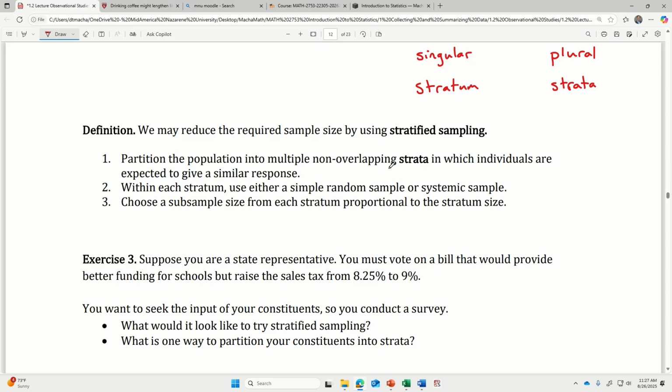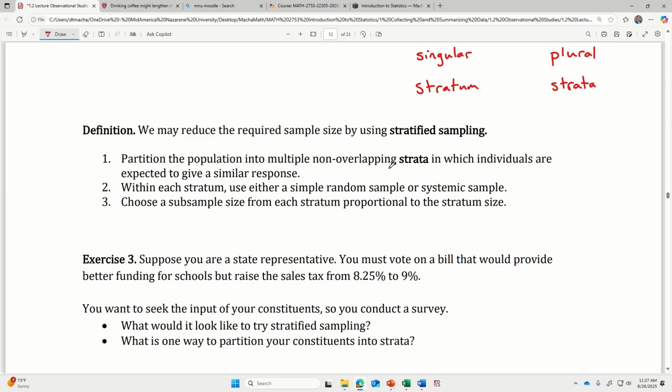This example says, suppose you're a state representative, you must vote on a bill that would provide better funding for schools, but it would raise the sales tax from 8.25% to 9%. You want to seek the input of your constituents. That's a little bit of a convenient fiction. I know that representatives don't actually care about their constituents, but you know, for the sake of this class. Let's say you want to conduct a survey.